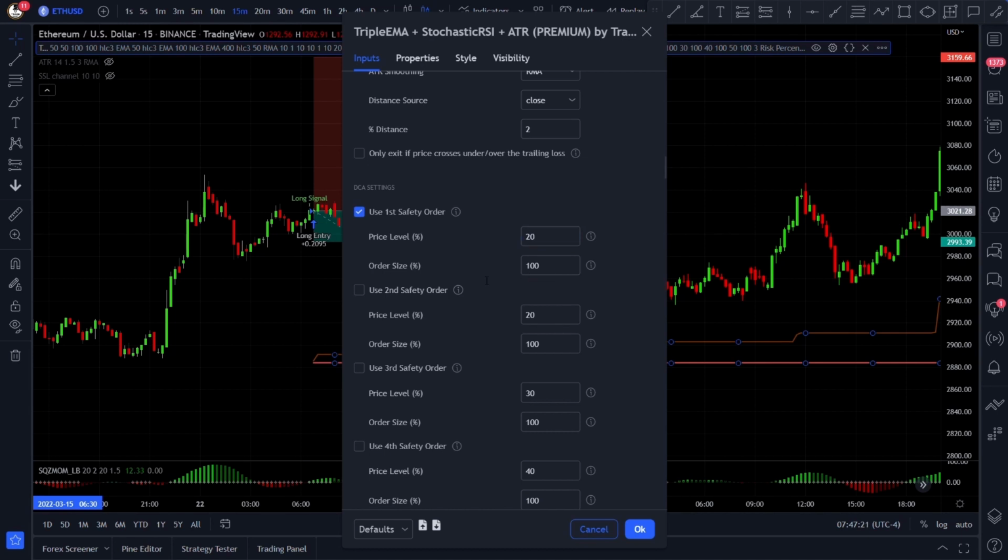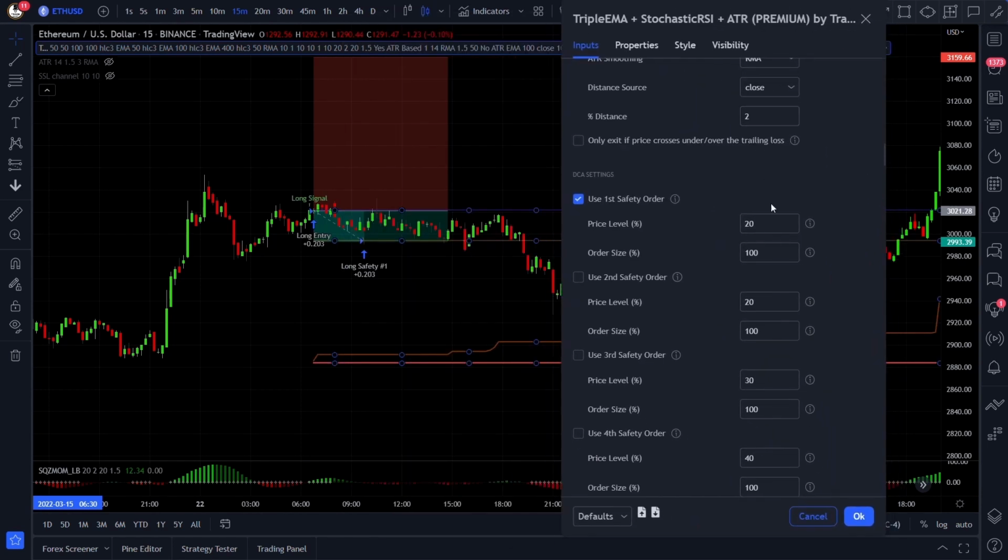The order size percentage means with what position percentage we want to enter at this DCA level compared to the original entry. If I set this to 100%, then the strategy will enter at this level with the original entry's position size. If I set this to 200%, it will enter with double of the original entry's position size. Let's see what happened to the trade.